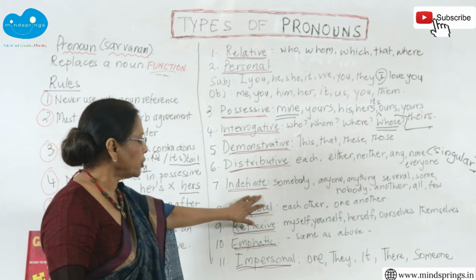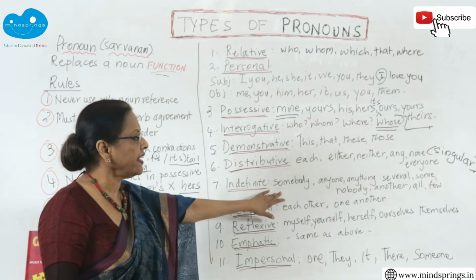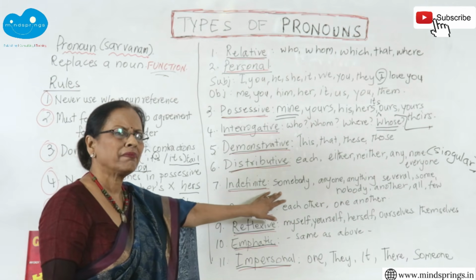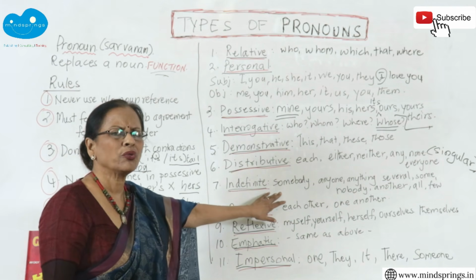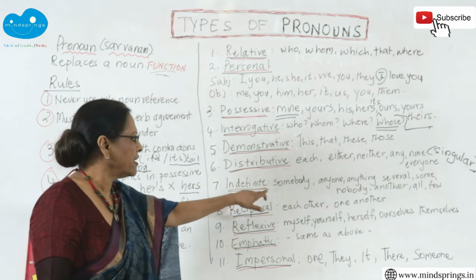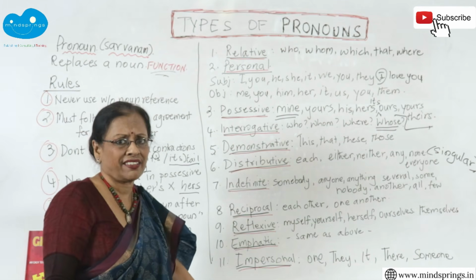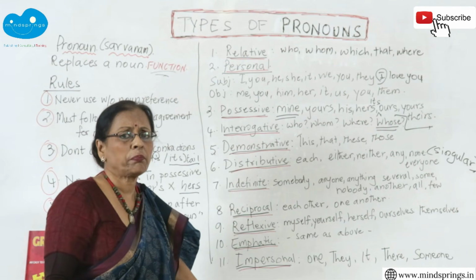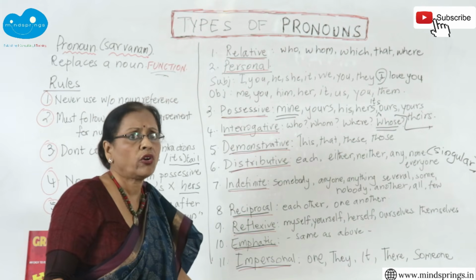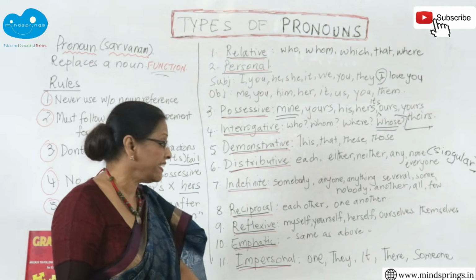Now in the indefinite, if you have words like somebody, anyone, anything, several, some, it's not giving you a number. You don't know how many there are. That is why we call them indefinite. If I say anyone, anything, several people turned up, how many? It could be 5 or it could be 500. You haven't given me, so therefore it is indefinite.